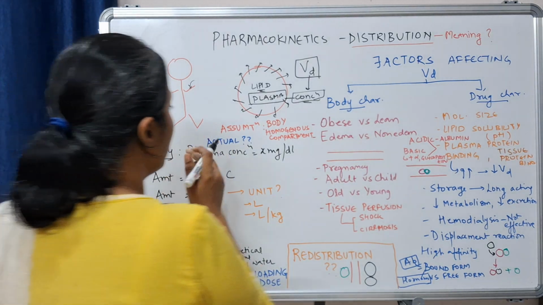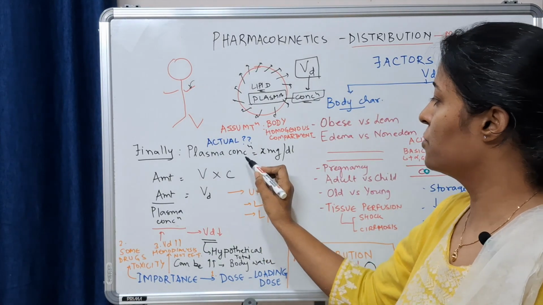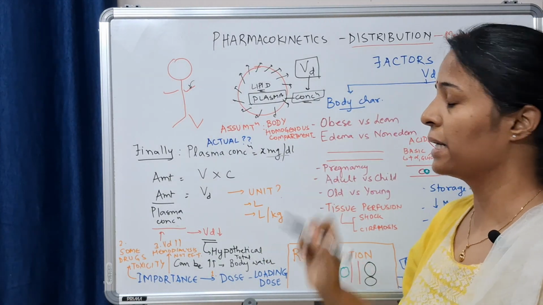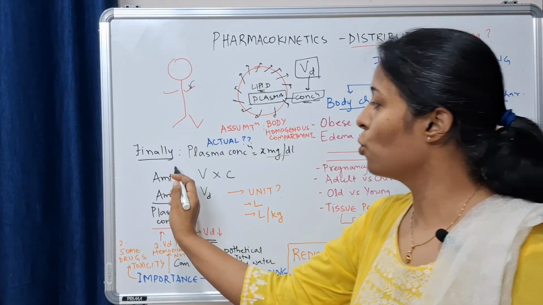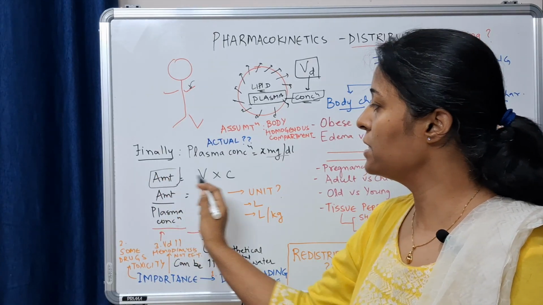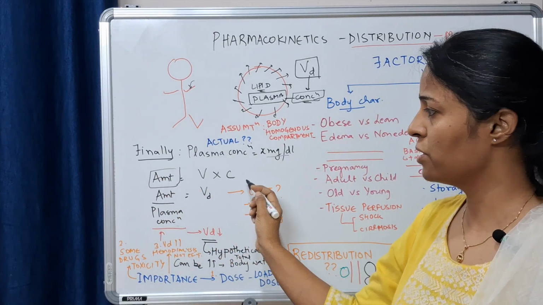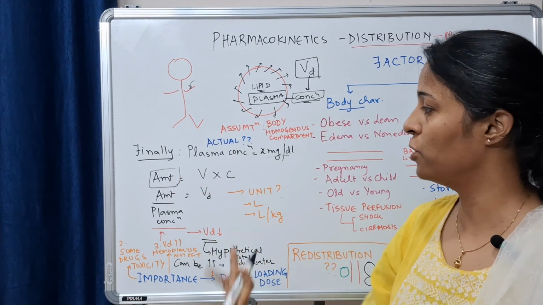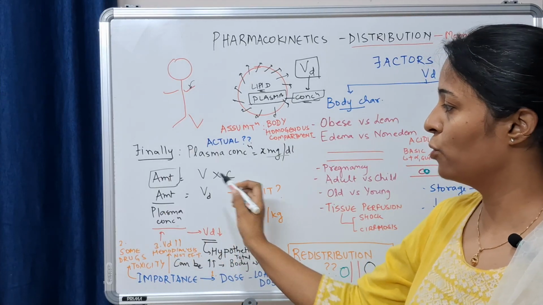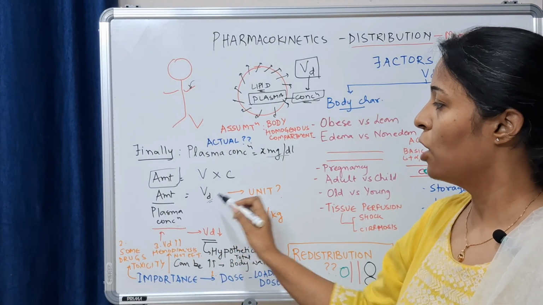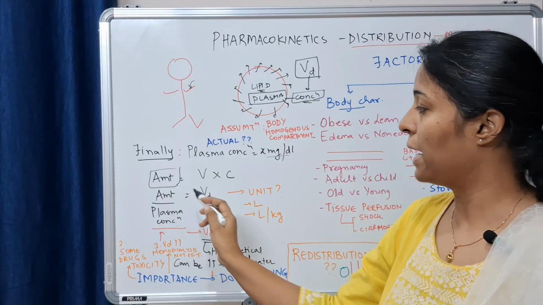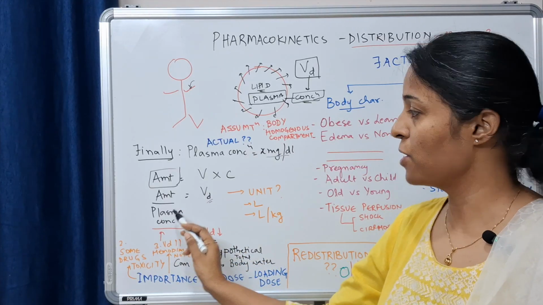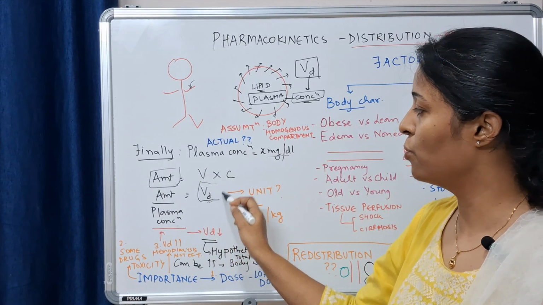So the simple formula we use: say suppose the plasma concentration is X milligram per deciliter, then the total amount of the drug is equal to the volume into concentration. This is simple. Mass is equal to volume into concentration. So that formula we use. So the amount will be equal to, in this case, the volume of distribution times the plasma concentration, and this amount divided by the plasma concentration will give us the volume of distribution.